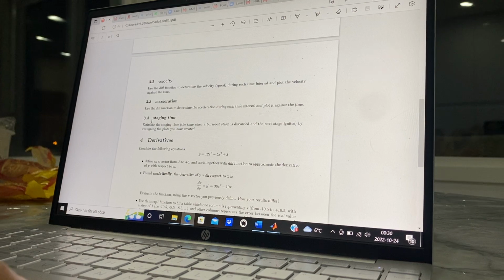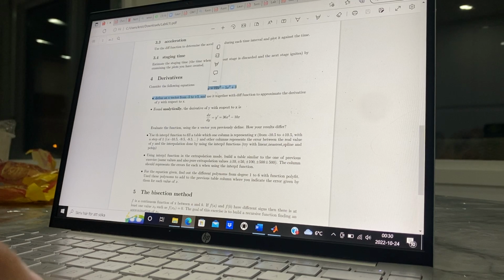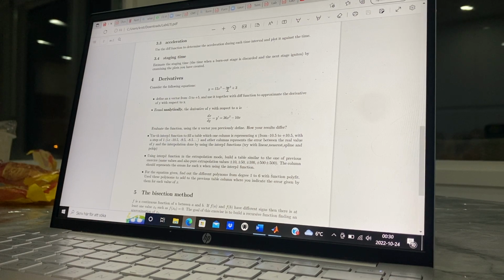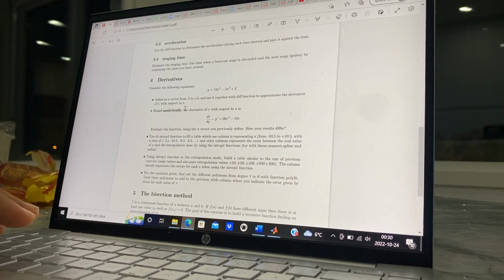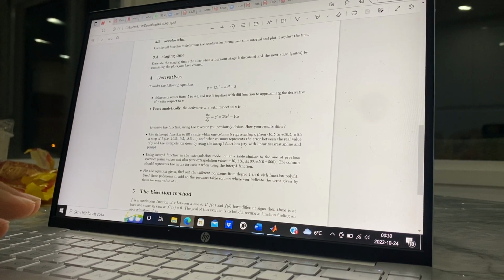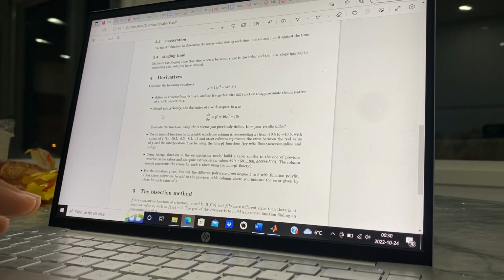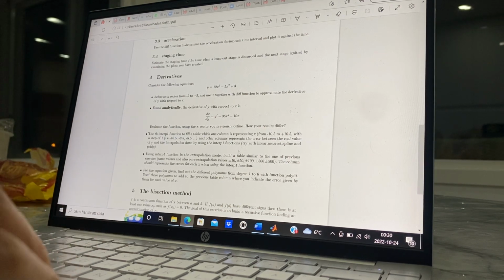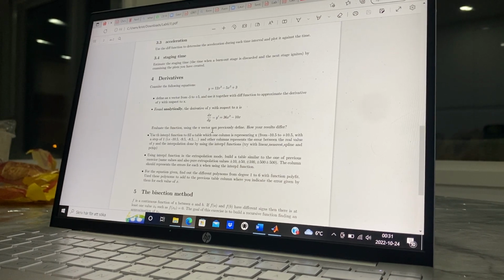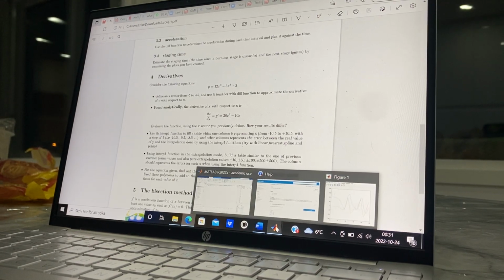So what I'm going to do here is consider the following equation: y equals 12x to the power of 3 minus 5x to the power of 2 plus 3. Then I'm going to define an x vector from minus 5 to plus 5 and use it together with the diff function to approximate the derivative of y with respect to x. And then I'm going to analytically find the derivative of y with respect to x, which is dy divided by dx equals y prime equals 36x to the power of 2 minus 10x. So I'm going to do that right away.